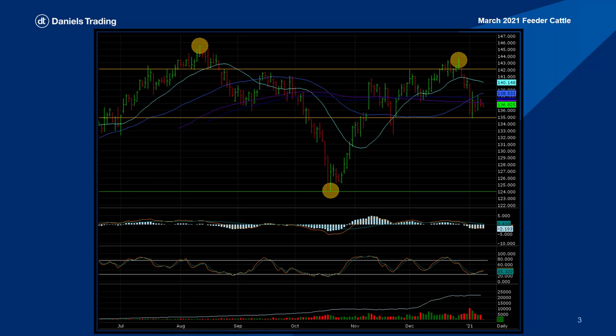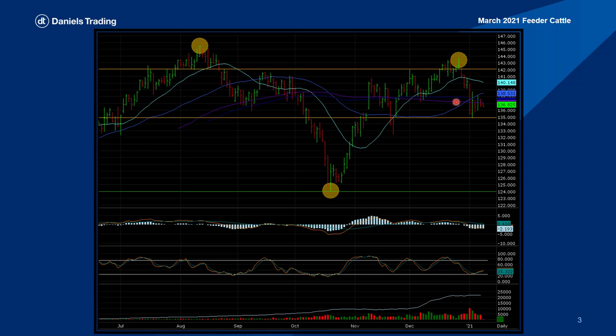Let's jump right into our first chart. This is the March 2021 feeder cattle. And I have a large 1, 2, 3 top formation in place. This is a trend reversal formation. Though you can see this is my MACD indicator. The trend is relatively flat. And that is noticeable by this trading range I've drawn off as well.